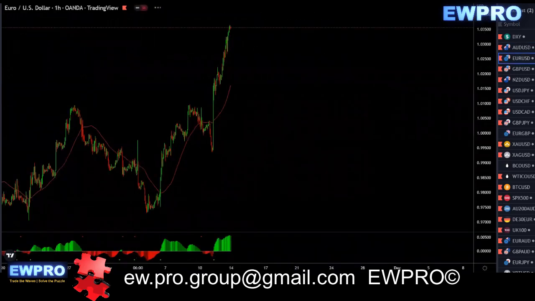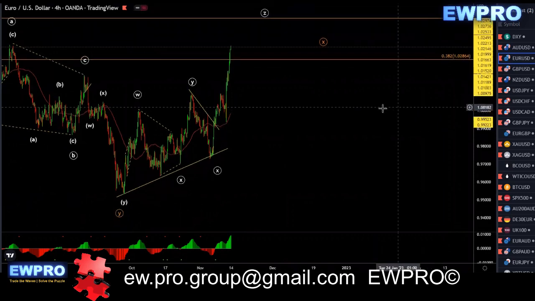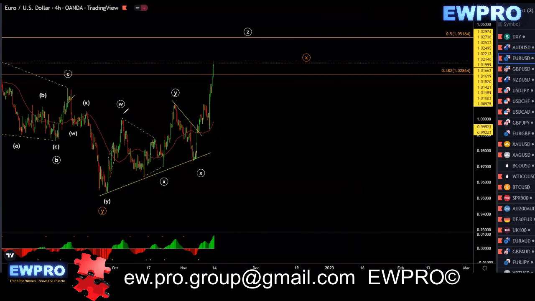EU on H4. This is very similar to AU. I was just looking for a WXY, X2. We had that bull hidden here. It went up and broke the top, but now we've lost all that bearish divergence.